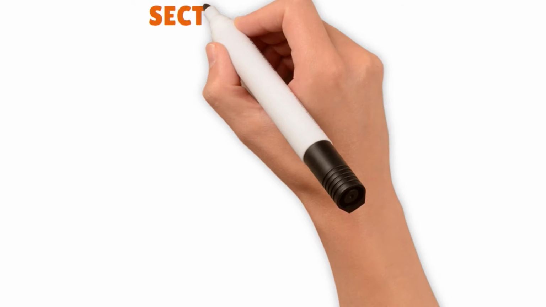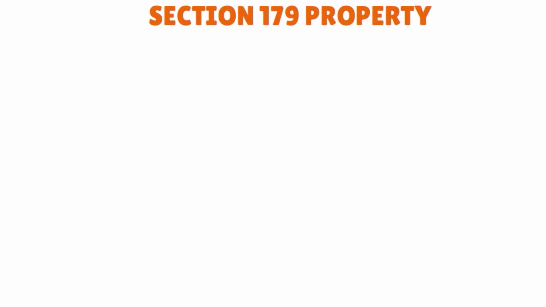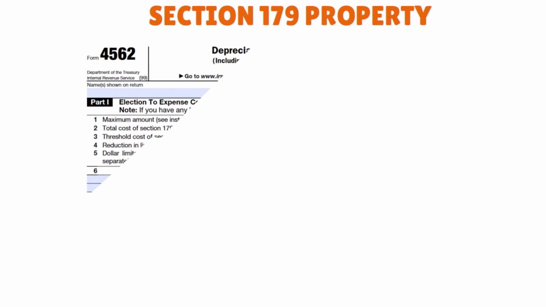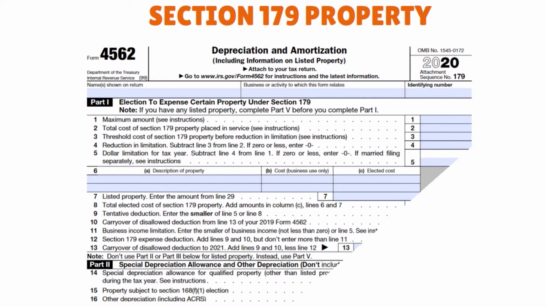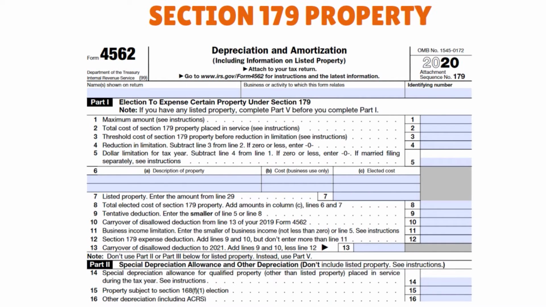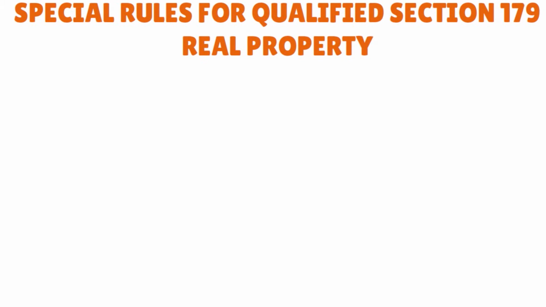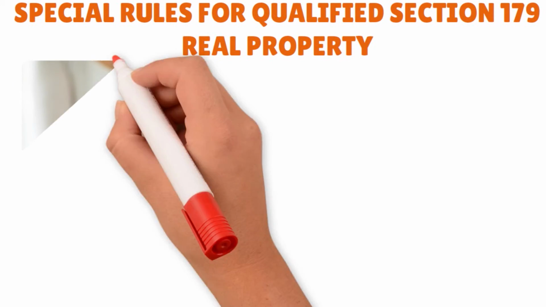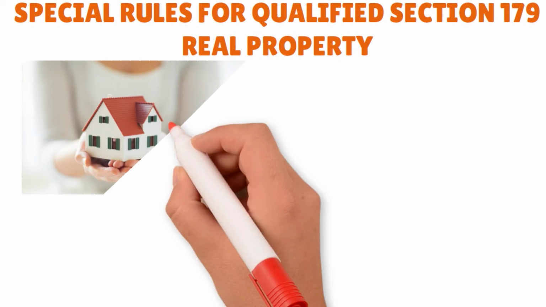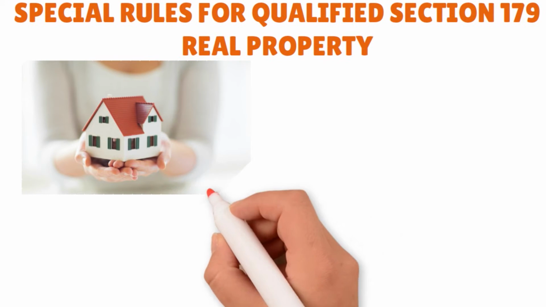And you have Section 179 property, right? This is very important. And there are a few things you need to remember though. There are some special rules for qualified Section 179 real property. So you can elect to treat certain qualified property placed in service during the tax year as Section 179.